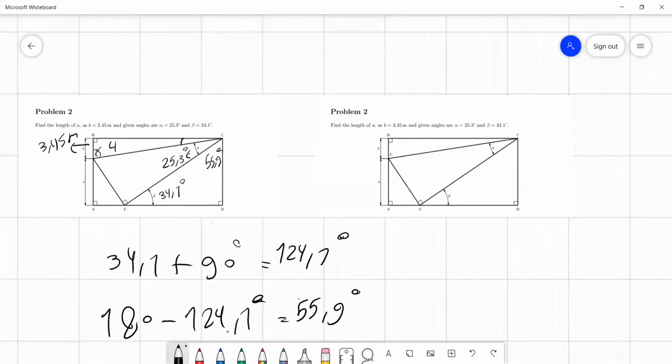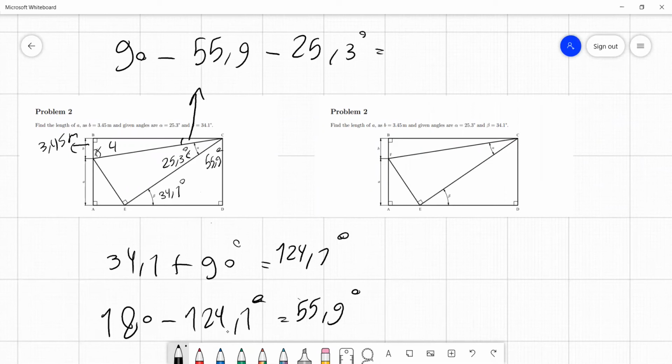Now we just need to find this angle over here. And we can just say 90, which is the sum of all the angles, minus the first angle, also minus the second angle, and the result should be the third angle, which is 8.8 degrees. So let's write it over here, 8.8 degrees. Good.